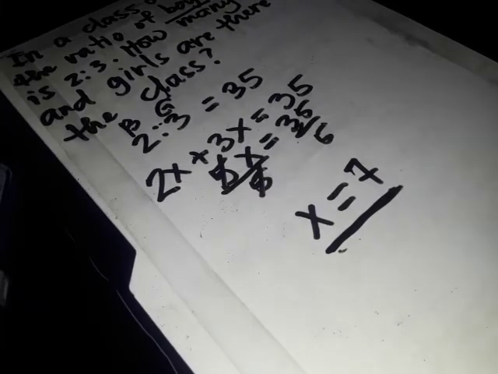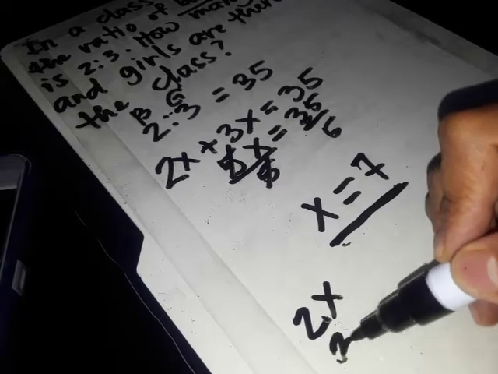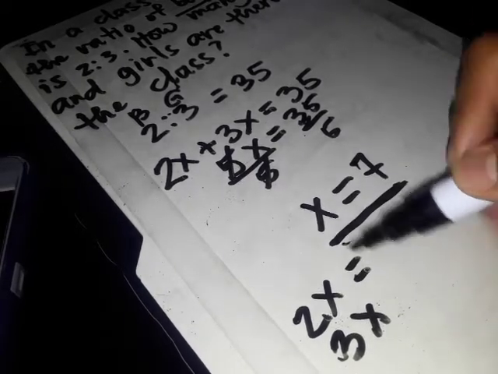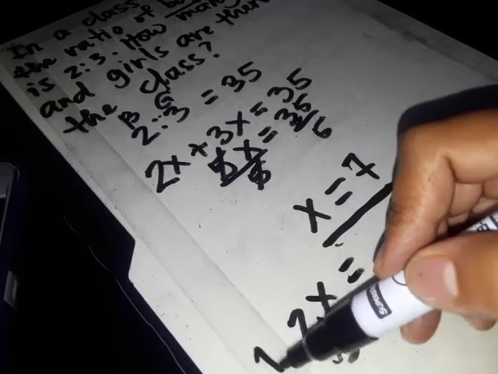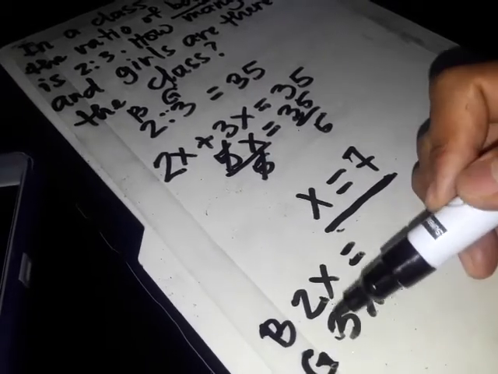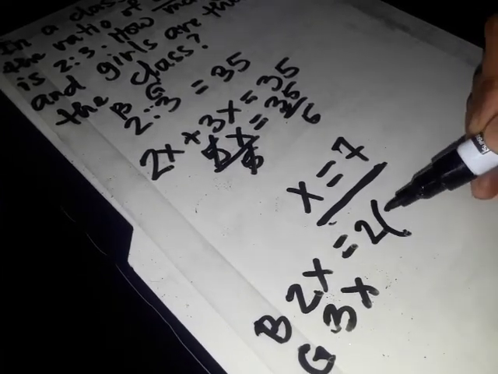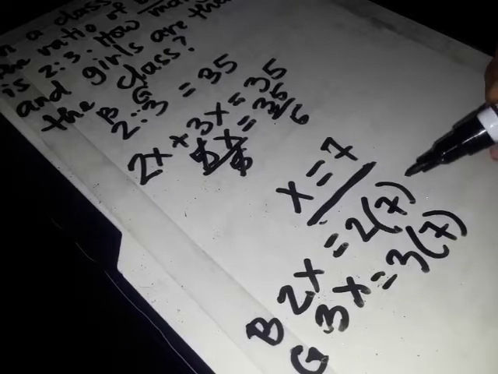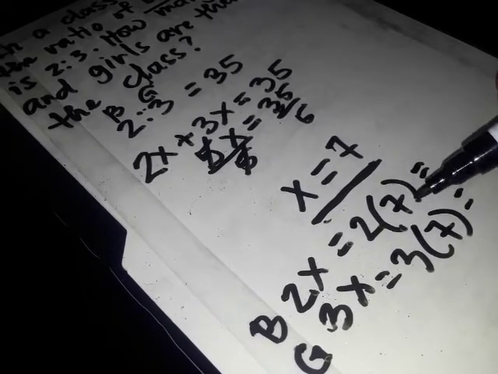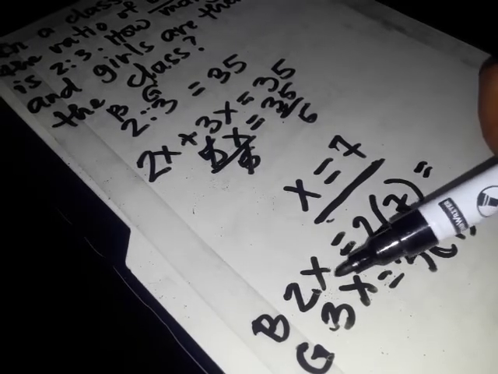So kung nakuha mo na si x, isa-substitute na natin doon. So 2x and 3x. Ang 2 natin ay boys. So, ang nauna ay si boys and si girls ang pangalawa. Okay? So, 2, ang x natin ay 7. Tapos, 3, ang x natin ay 7. So, kung multiplication, gagamit na lang tayo ng close and open parentheses. Hindi na tayo gagamit ng multiplication sign na x kasi gumamit tayo ng variable na x.